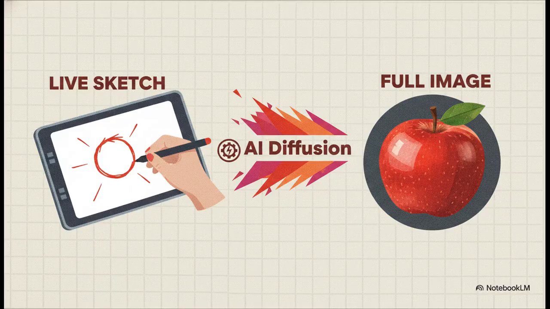And this brilliantly illustrates the power of local AI right here. Krita paired with the AI diffusion plugin. Now, Krita is already a beloved free open source painting program, but when you add this plugin, you get live sketch-to-image rendering. Just imagine drawing a crude red circle on your tablet, and the absolute second your pen touches the screen, the AI instantly renders a photorealistic apple in real time.